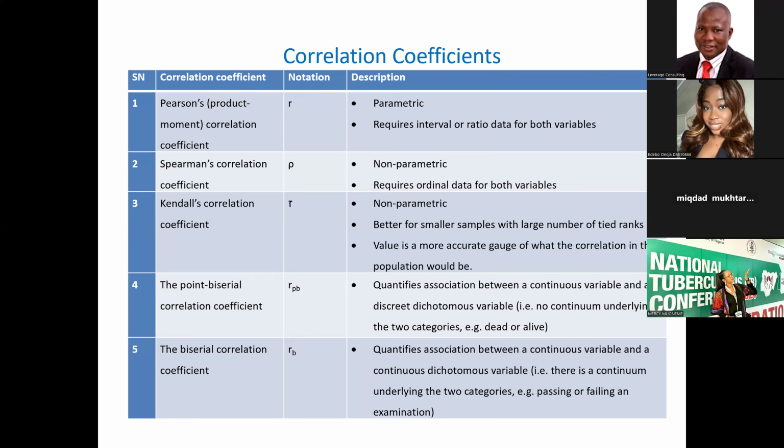Or maybe blood sugar. You say anybody that has blood sugar of 126 milligrams per deciliter and above is diabetic, and the rest is not diabetic. So diabetic or not diabetic is dichotomous, but it's a continuous dichotomous variable in the sense that there was a continuum underlying it. It was a quantitative variable before you applied the cutoff. I don't know if it's very clear now.